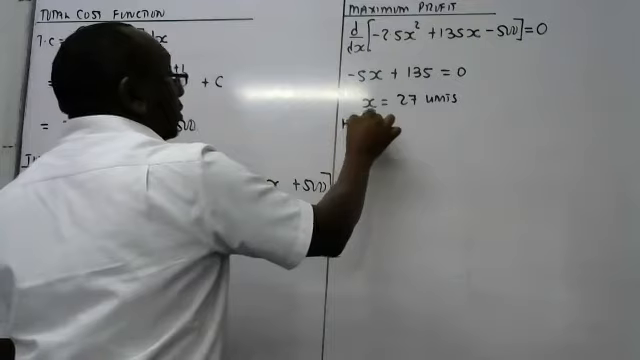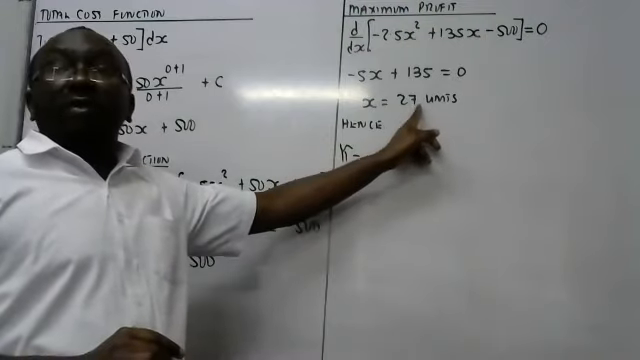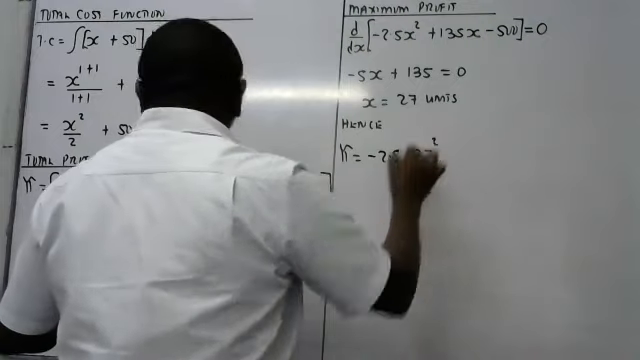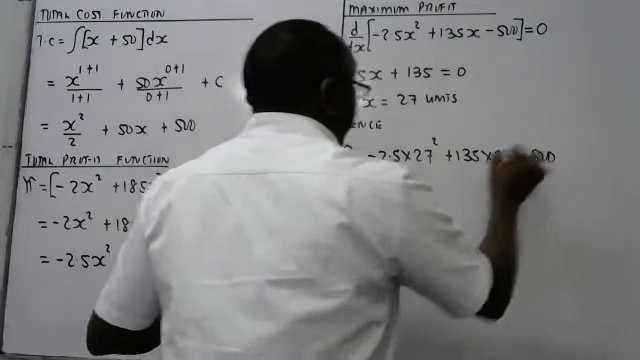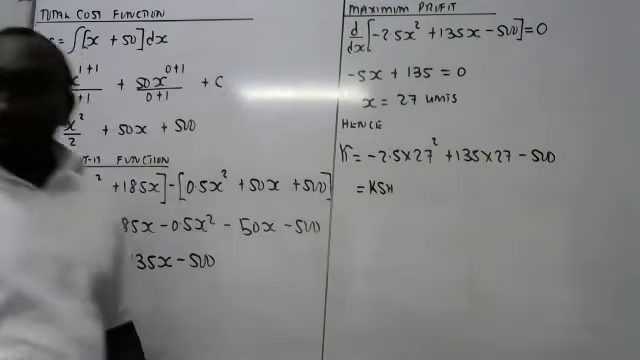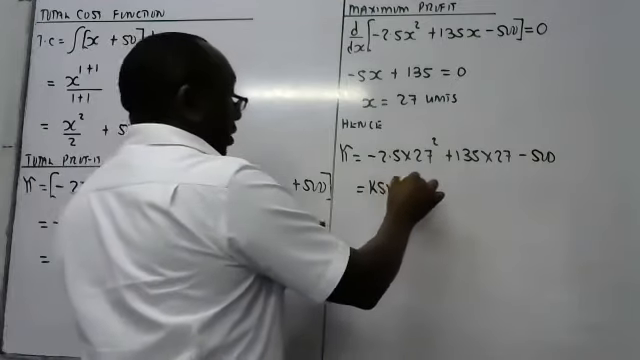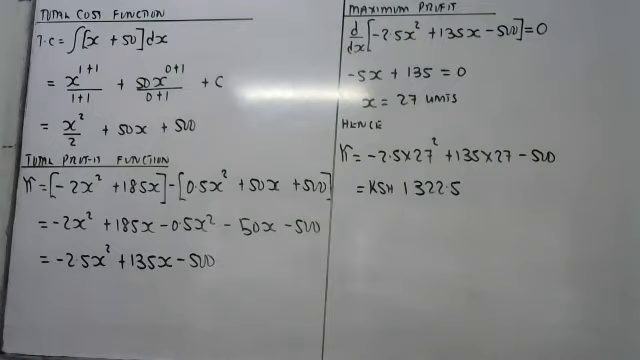Hence, you now substitute this answer into the profit function, which is this one. So it's going to be minus 2.5 times 27 squared plus 135 times 27 minus 500. That is in Kenya shillings. Getting 1,322.5.